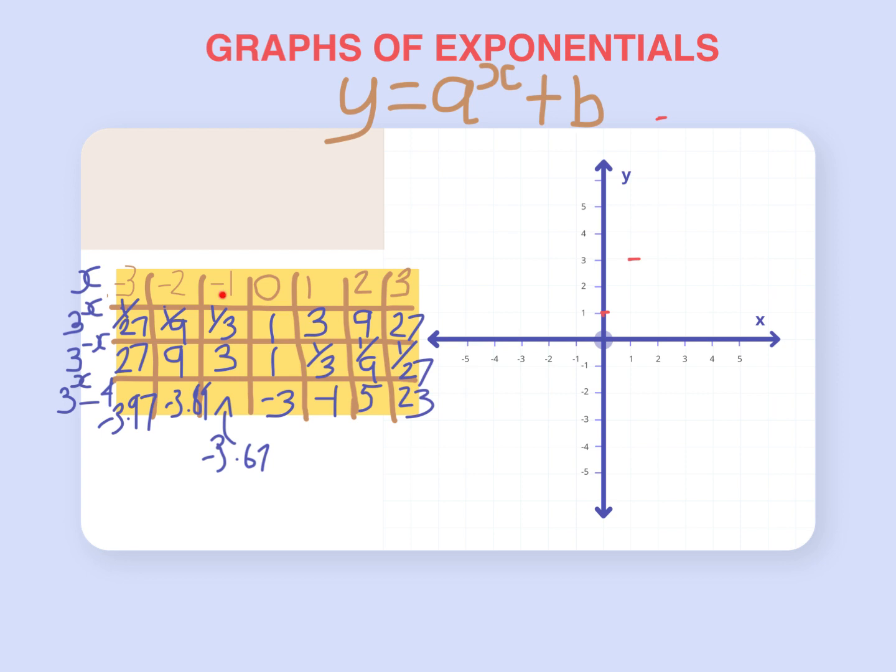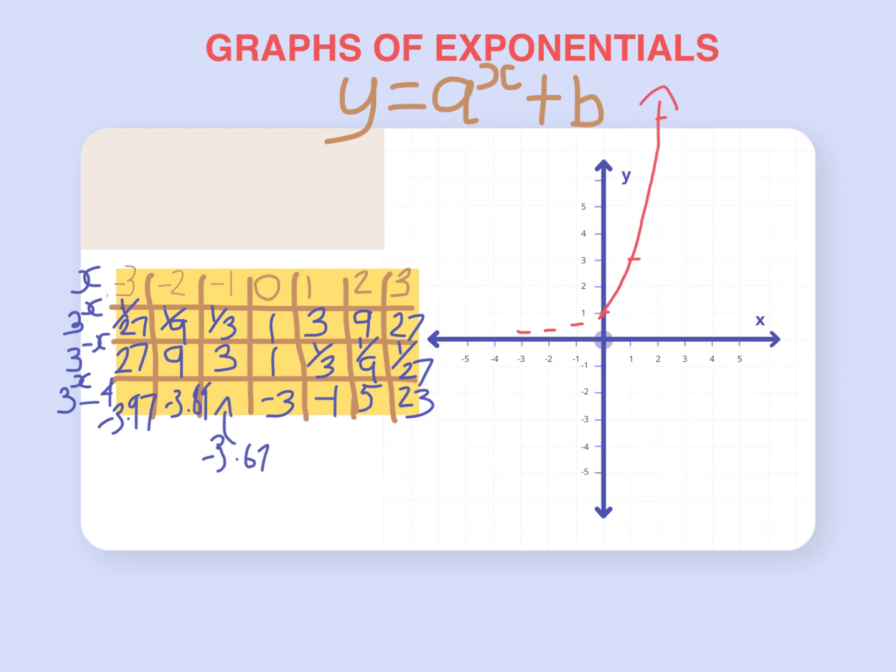How am I going to graph x is negative 1, then y equals 1/3? I go negative 1, 1/3 is around about there. Then 1/9 will be about down there, and 1/27 about down there. This is what the graph of y equals 3 to the x looks like. It gets big really, really quickly.